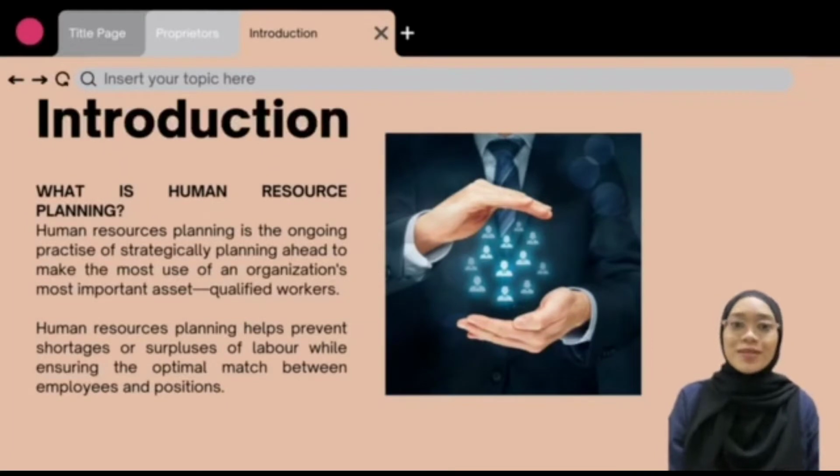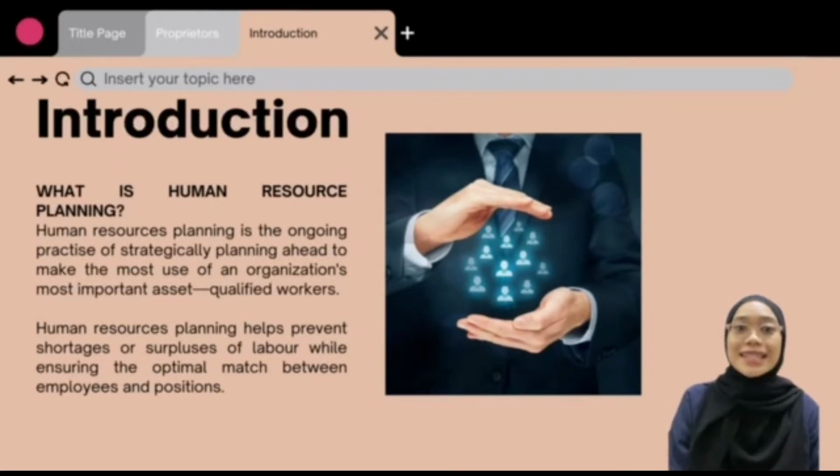What is human resource planning? Human resources planning is the ongoing practice of strategically planning ahead to make the most use of an organization's most important asset, qualified workers. Human resources planning helps prevent shortage or surplus of labor while ensuring the optimal match between employees and positions. Also known as workforce planning, human resources planning helps organizations recruit, retain, and optimize the deployment of people they require to meet strategic business objectives and respond to the changes in the market and the general environment.